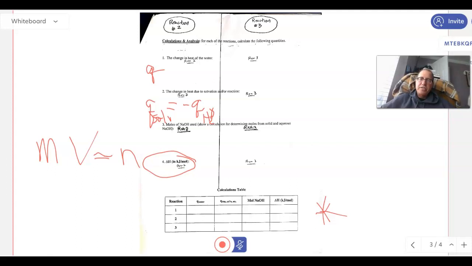Another error source is that we were using the coffee cup calorimeter. We assumed we weren't losing any heat, but in reality, we are losing some heat to the environment, and also some heat may be entering the cup too. Let me know if you have any questions on that, and I will talk to you later.